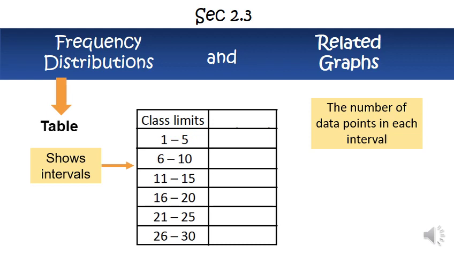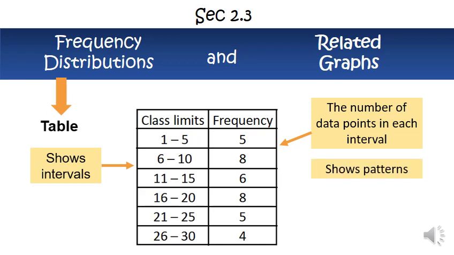So we have a data set with various different recordings, and we have the frequency. In our first class, we see that 5 of our data points had values as little as 1, but as large as 5. In our second class, there were 8 data points that had values as small as 6, but at most 10. The reason we do this is that it allows us to see patterns in our data.